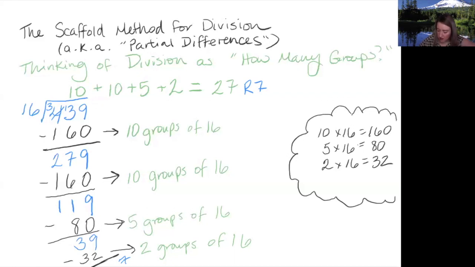Another way to express this answer would be 27, and the next group is only 7/16 of the way filled up. So either way, depending on the context, 27 remainder 7 or 27 and 7/16. So that's an example of the scaffold method that relies on a how many groups way of thinking about division.